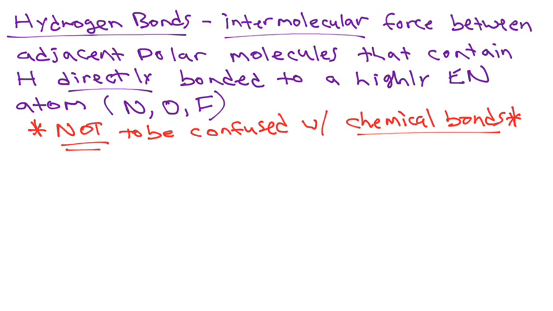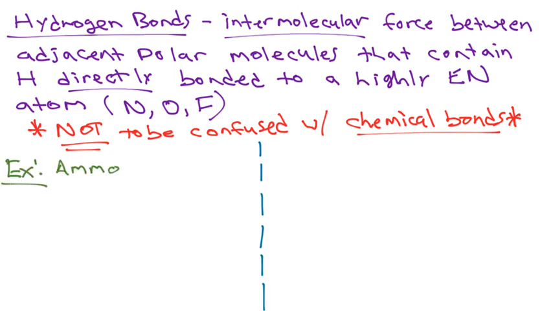Hydrogen bonds are an intermolecular force. These are molecules that are side by side with one another. Chemical bonds, on the other hand, are intramolecular forces. That means they're inside the same molecule. That's what holds the molecule together. So chemical bonds are one of the strongest chemical forces available. However, hydrogen bonds are the strongest intermolecular force. So make that distinction.